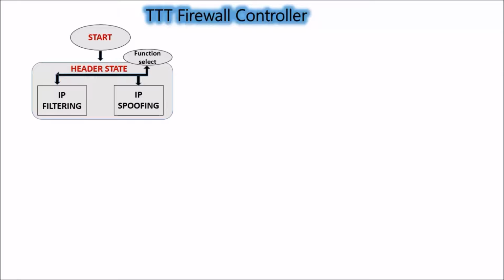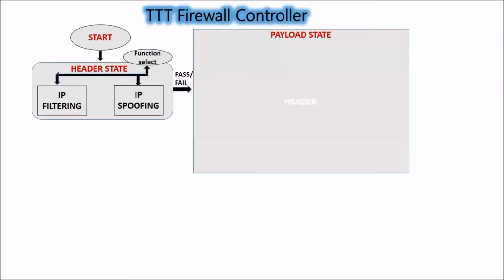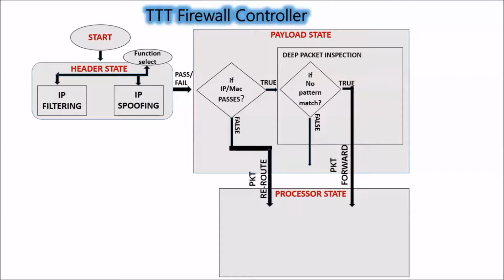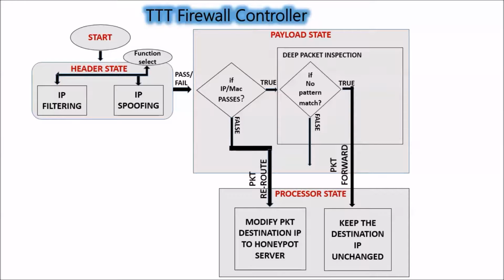Now let's see how our firewall is being controlled by our controller. We have the first stage, which is the header stage. We select whether we need to do IP filtering or IP spoofing. Based on the result of the select switch, we go to the next stage, which is the payload inspection stage. If IP MAC passes, then it goes to the deep packet inspection stage. If it fails, it goes to the rerouting stage in the processor. So in the processor, we modify the destination IP and reroute it to the honeypot server.